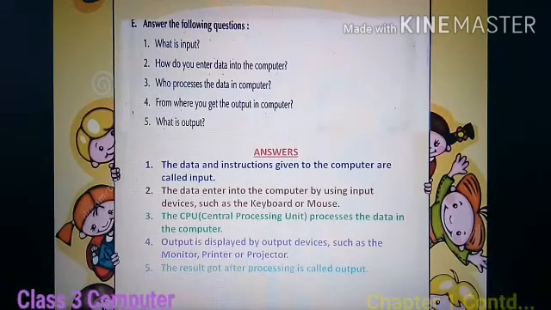So, dear students, only write these question answers in your notebook.